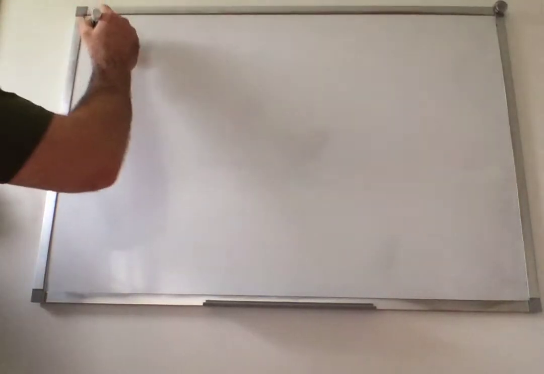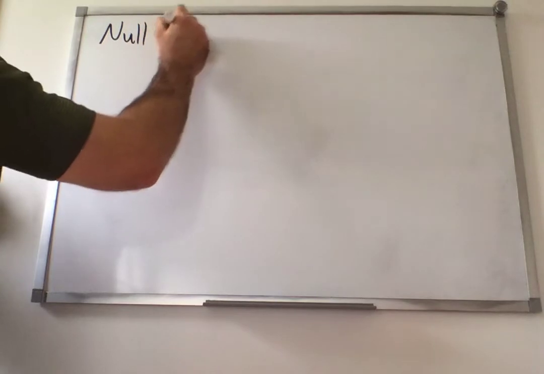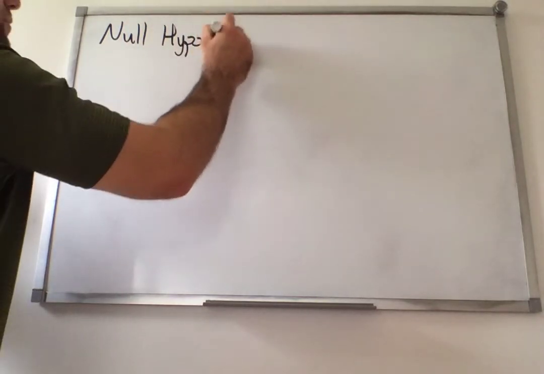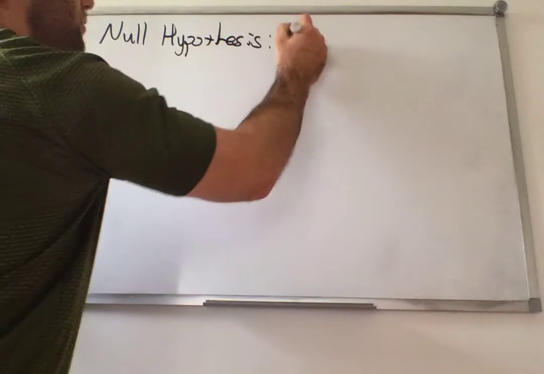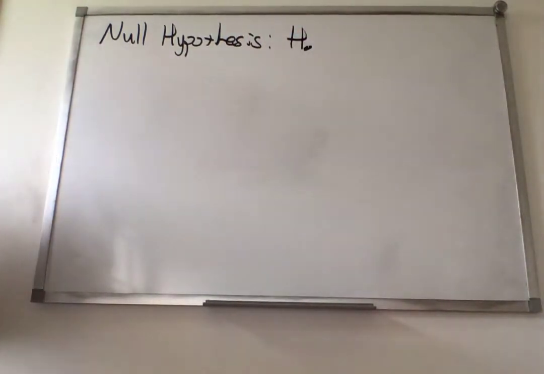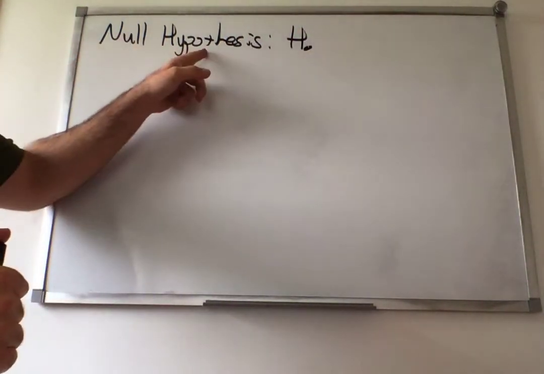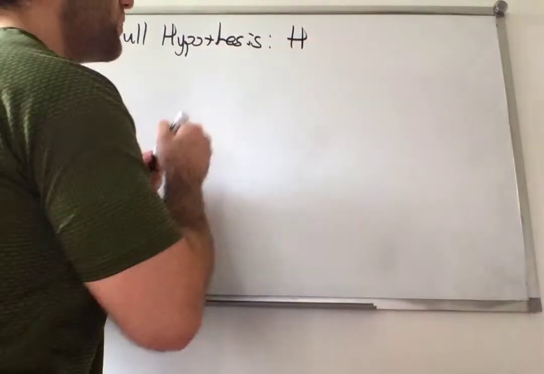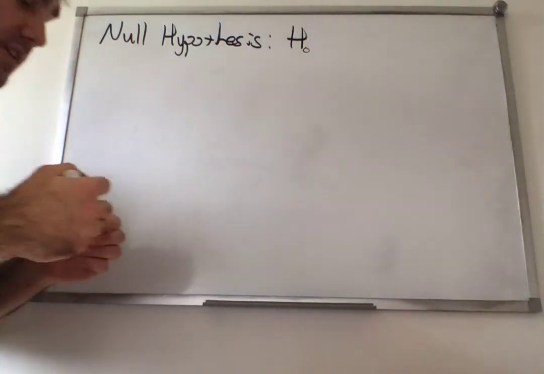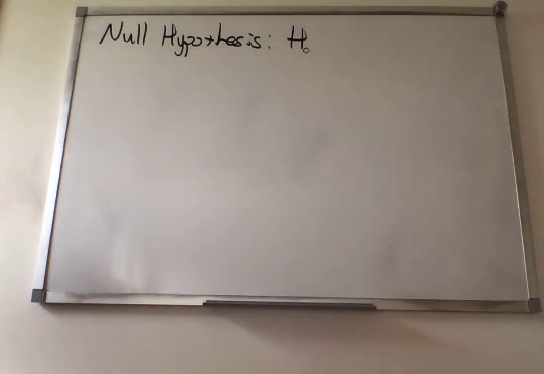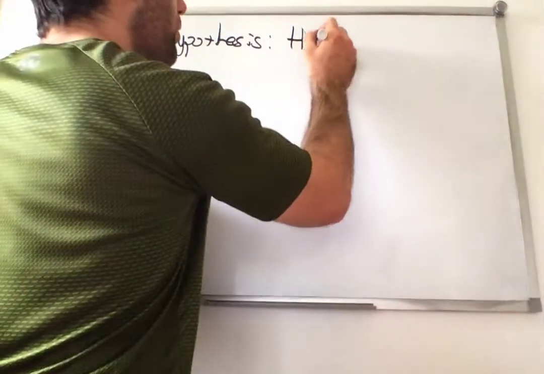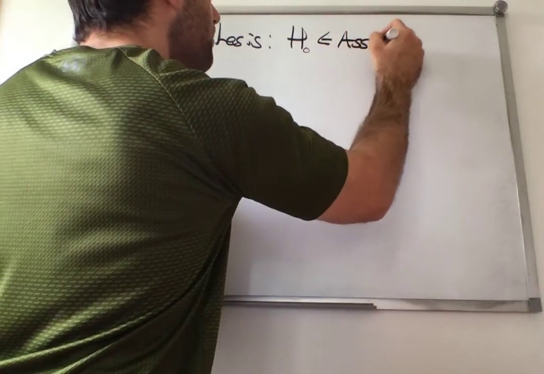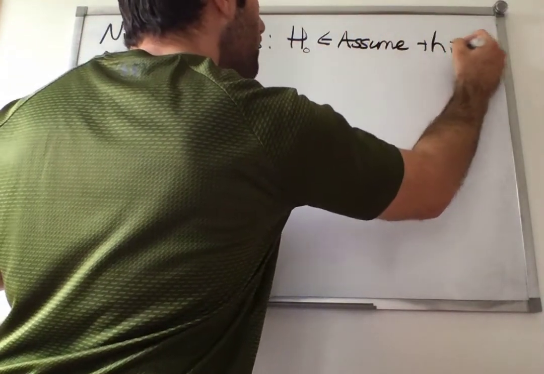The first thing are the hypotheses. So the first one is the null hypothesis, or H naught. It's like a little circle down there, H naught. Now, anytime we do a hypothesis test, we're going to assume this is true.